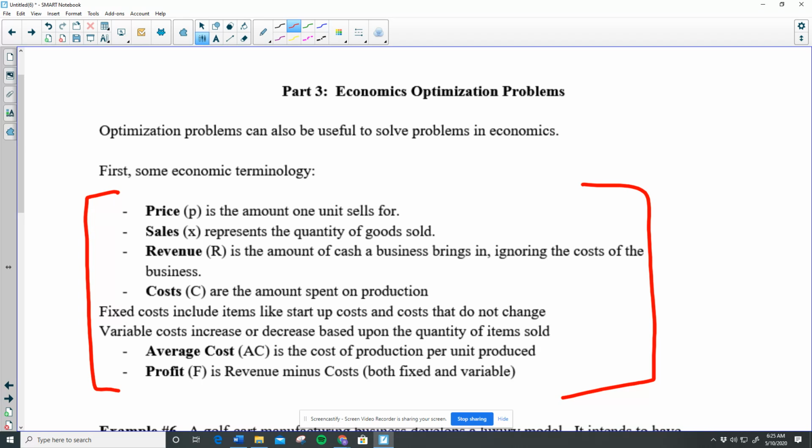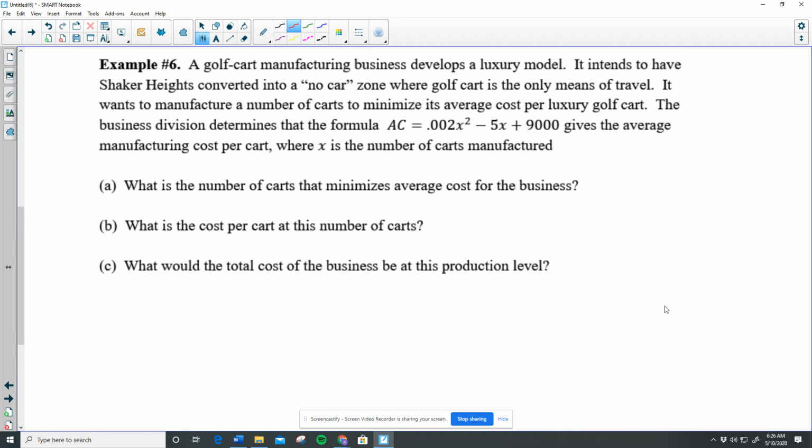Average cost takes the cost of production and divides it by the quantity of goods sold. So average cost is really C divided by X. And finally, profit, probably the most important thing, is revenue minus costs. So profit, and we call that F because otherwise we would have multiple P's here, I'm going to say F is going to be revenue minus costs. And sometimes you see profit is capital P and price is lowercase p. All right, so with that background, let's go ahead and do an example.